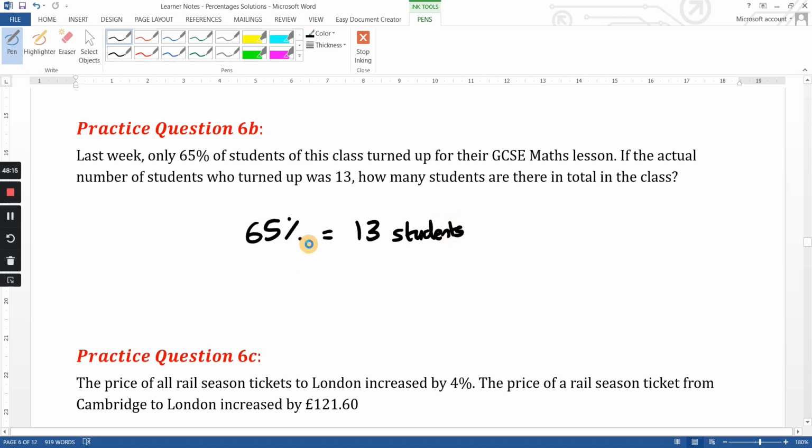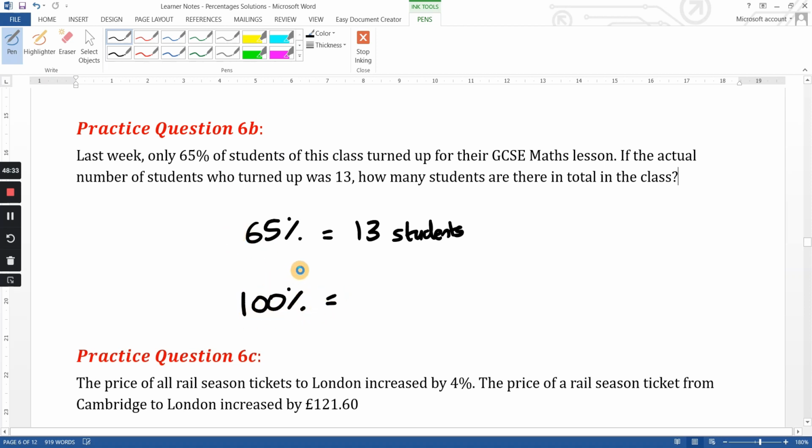Yeah, so slightly different to the previous ones. Just be careful with this. So you're not going to take it away from 100. We've got 65%. Yeah, what percentage have we actually got in the class? We've got 65%. We want 100%.